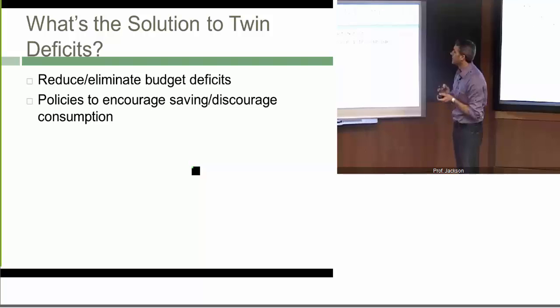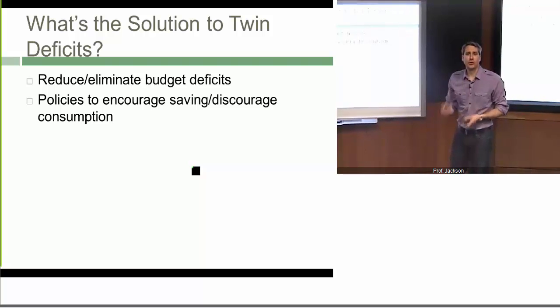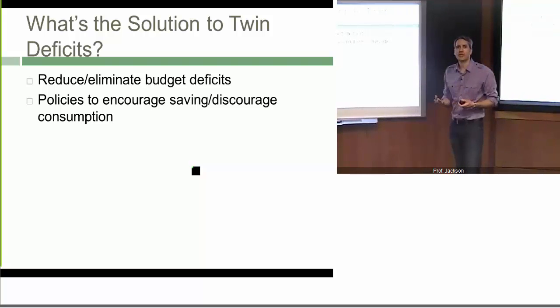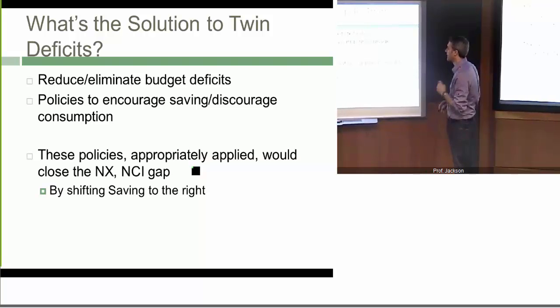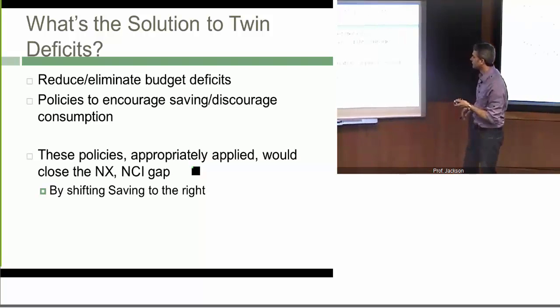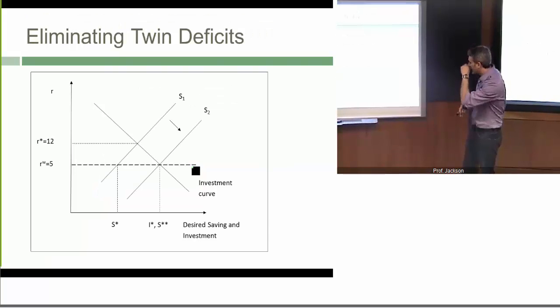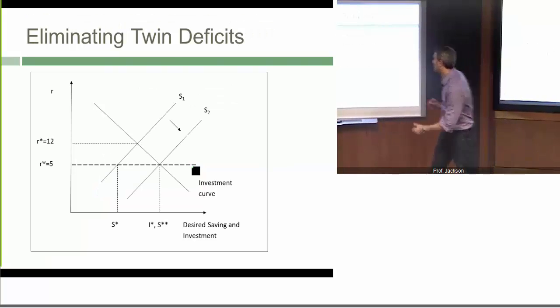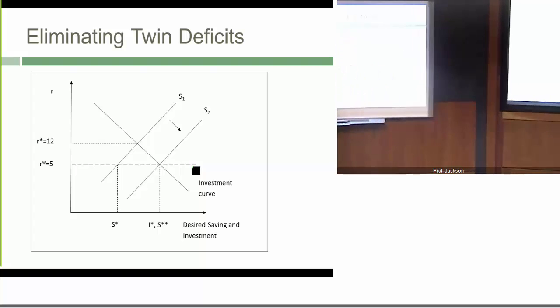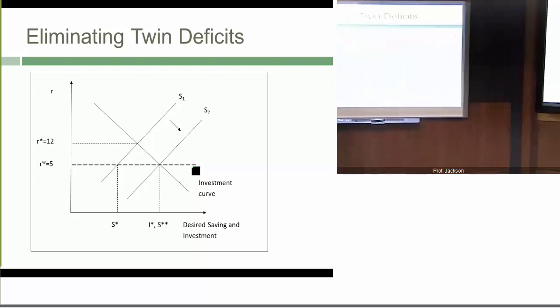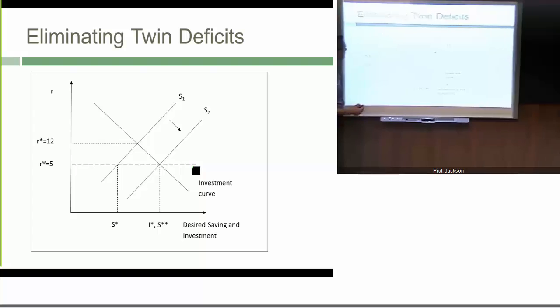And then the second piece of the puzzle is to create policies that encourage savings and discourage consumption. Again, both of those things are going to help to close that gap between saving and investment, and therefore close the gap in terms of the trade deficit and net capital inflows. And so this is just a basic example of the setup and how we can think about capturing this.